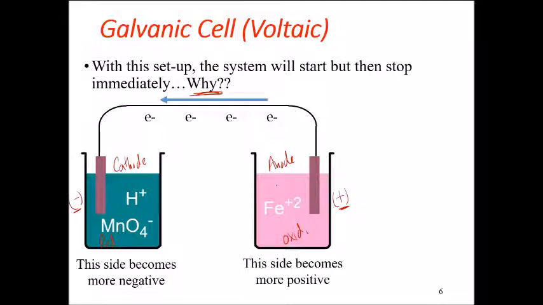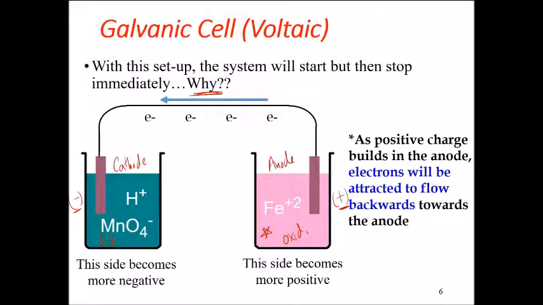And it's going to cause a backflow, and the electrons aren't going to go in one direction anymore. We need them to flow in one direction to produce the electrical current, but if this side becomes more positive and starts building up, the electrons are going to start being attracted back to that side. And then we no longer have our directional flow of electrons. So the system will stop working, and it'll seem like a dead battery. As the positive charge builds up, electrons will be attracted backwards and flow backwards. So we won't have our directional flow anymore.